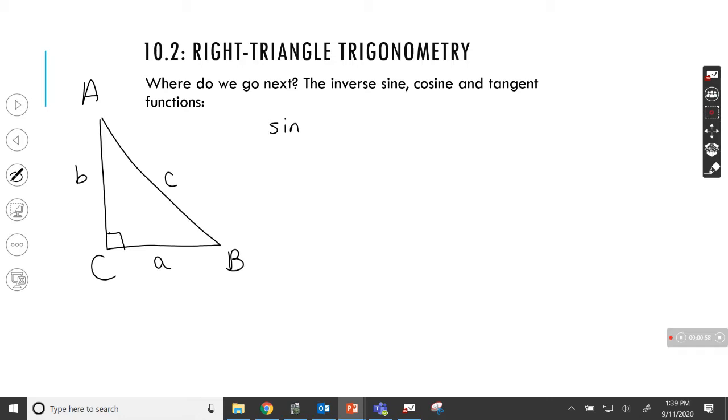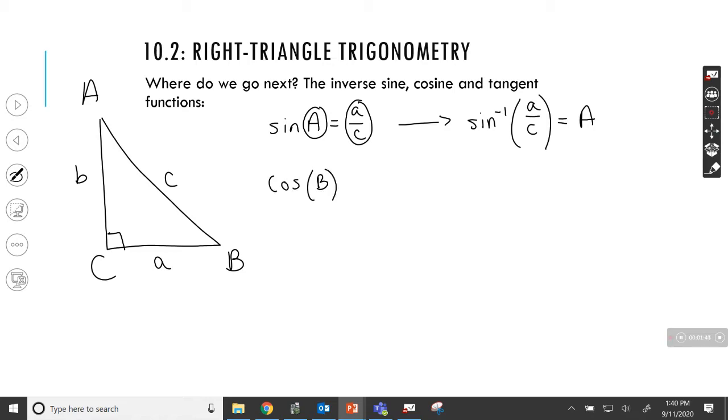So, if sine of A equals a over c, that means that the inverse function, and we're going to annotate that as sine inverse, is going to take, instead of taking the angle and outputting the ratio, it's going to do the exact opposite. It's going to take the ratio as an input and output the angle. So sine inverse is going to receive an input of some ratio, and it's going to output the angle you're looking for.